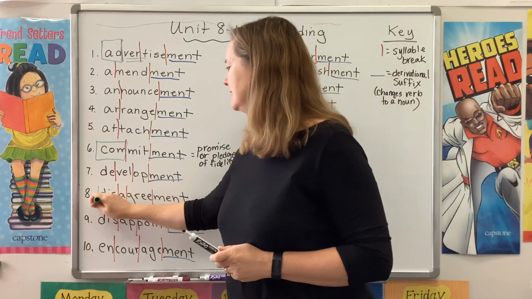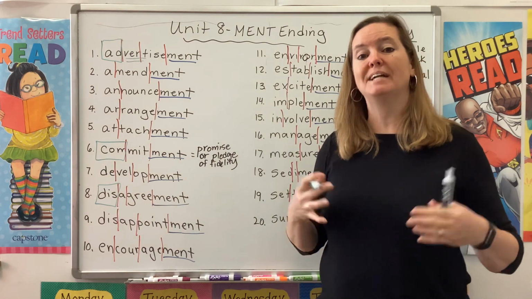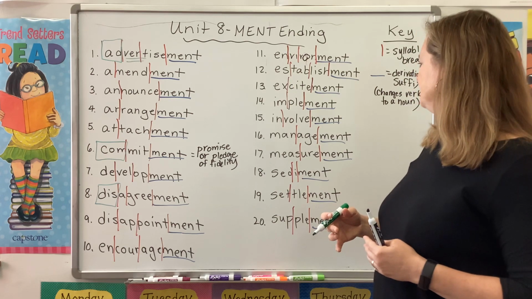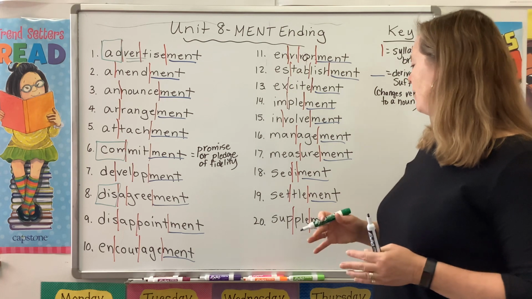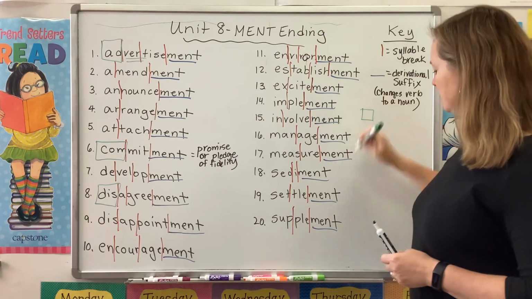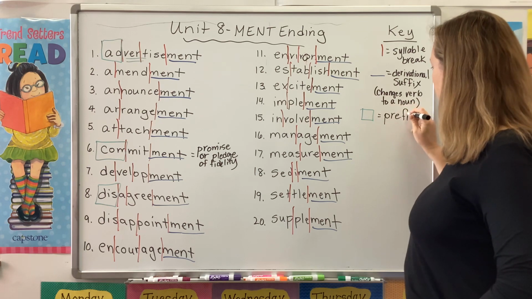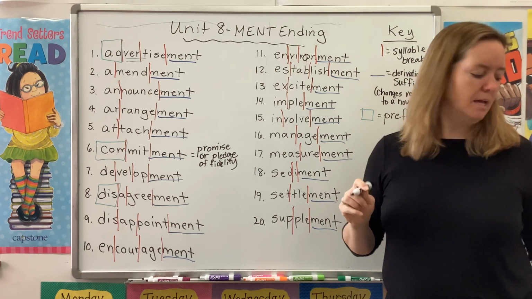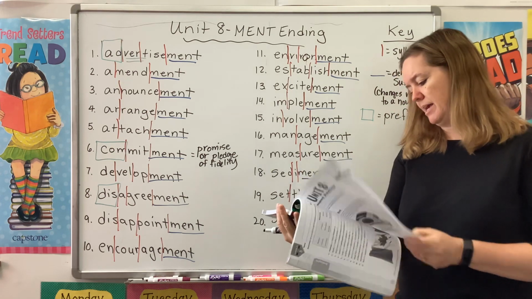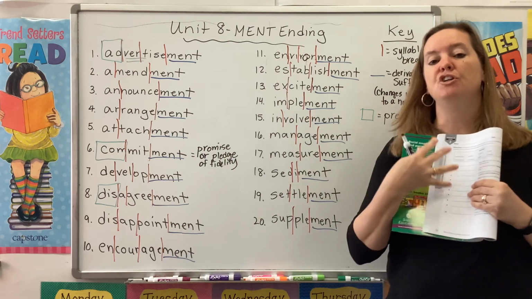Dis means not. So a disagreement means you are not agreeing with someone. All right, there are other prefixes here, but this is enough to get us started. So green box equals prefix, okay?